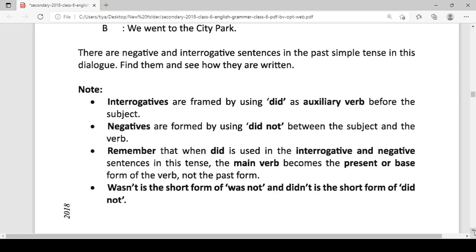And after that, we need to use did not if we want to make the sentence negative. Okay. And remember that when did is used in the interrogative and the negative sentence, the main verb becomes the present form. And wasn't is the short form of was not, and didn't is the short form of did not. Okay, like we have some more things.